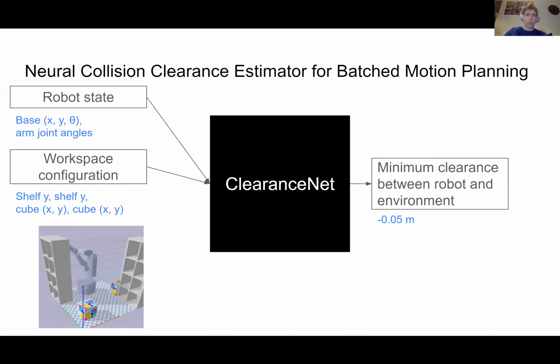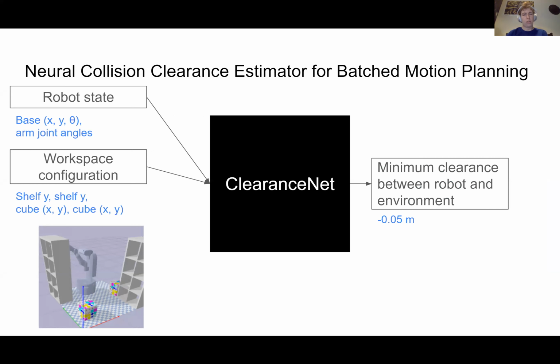This is our heuristic collision detector. It's a neural network. We call it ClearanceNet. The input to the network is the state of the robot and the configuration of the workspace, of anything that can move in the environment. So in this case, the shelves can move and the cubes can move. And then the output of ClearanceNet is the minimum clearance between the robot and the environment.